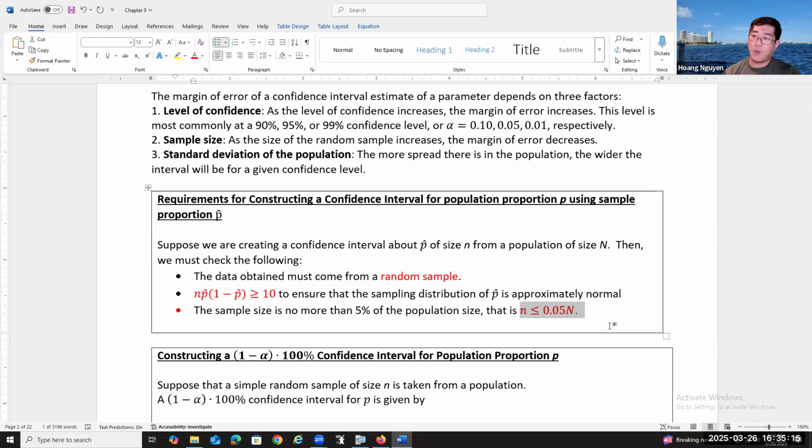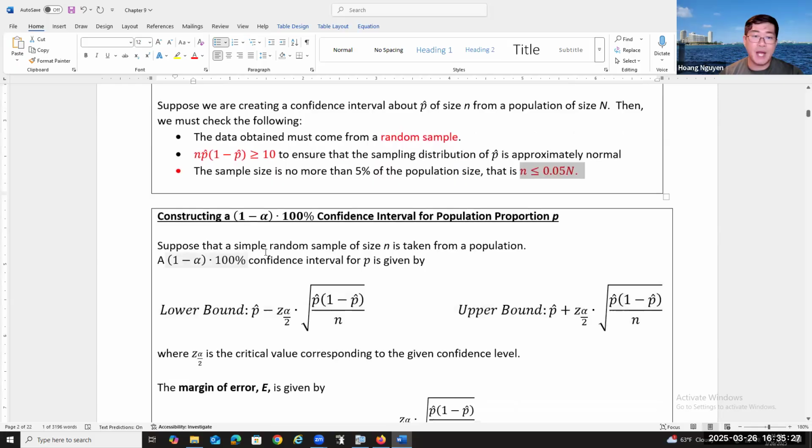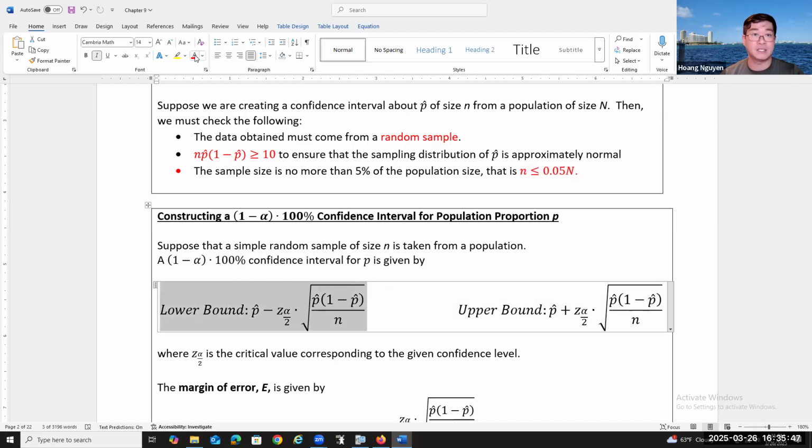After we check the three requirements, and if they are all good, now we are ready to calculate the confidence interval to estimate the population proportion. Suppose that a simple random sample of size n, lowercase n, is taken from a population. The (1 minus alpha) times 100% confidence interval for the population proportion P is given by the following. Whenever we calculate the confidence interval, we need to know the lower bound. So this is the calculation for the lower bound.